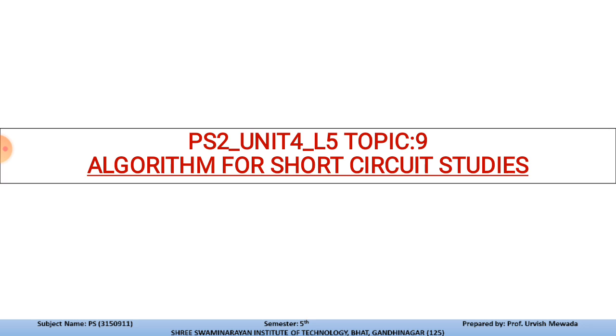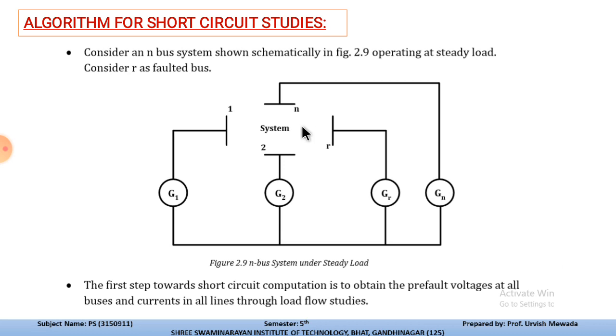Students, in the last lecture number 4, we discussed topic number 8, that is infinite bus, and after that we discussed the percentage reactance and the detailed derivation of the percentage reactance, and then we discussed the short circuit MVA, and also the steps for the symmetrical fault calculation. So students, this is topic number 9, the algorithm for the short circuit studies. Now let us discuss how this algorithm works to analyze the short circuit in the power system.